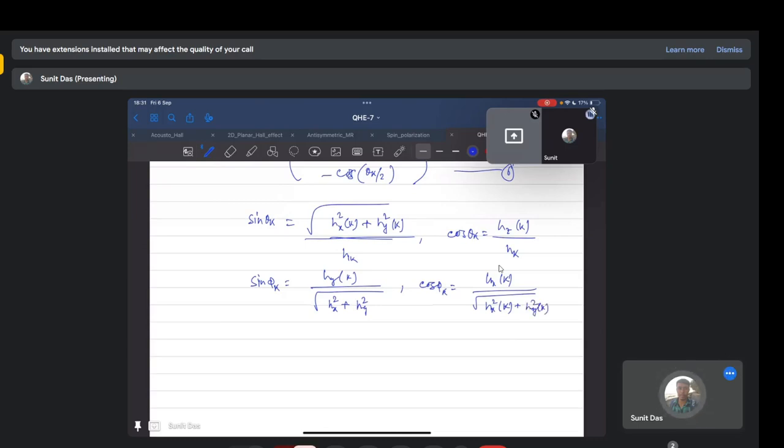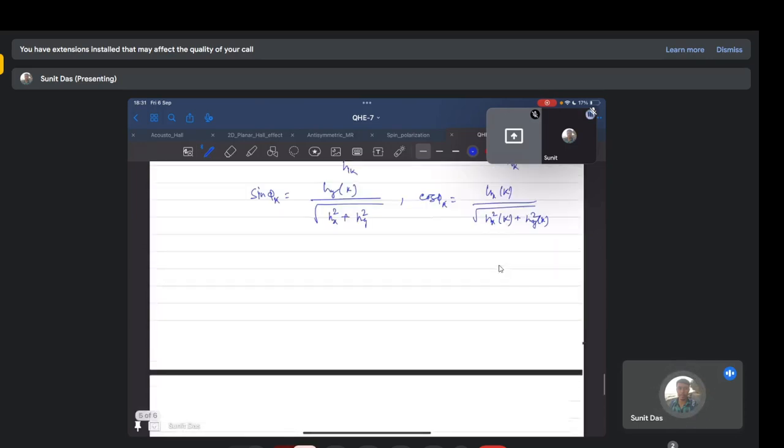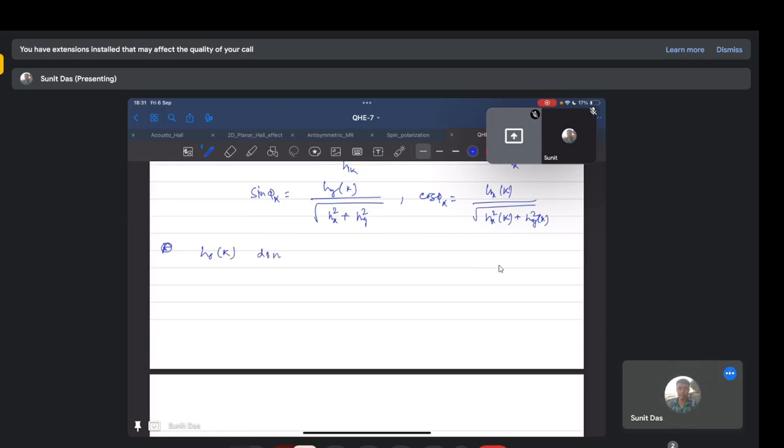One important thing to note is that, let me write it and then I will explain: h0 of k does not appear in the eigenstate.